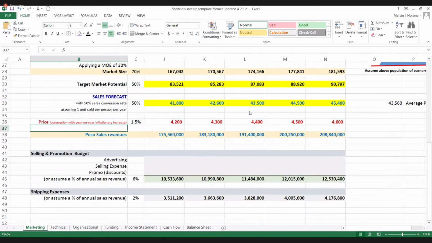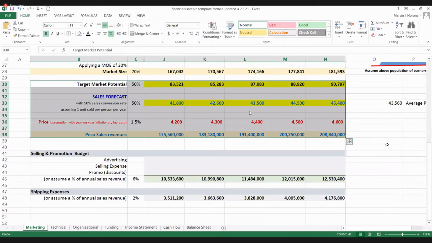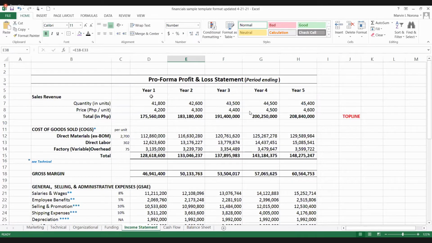na-discuss ko na last time yun, no? Na ang dulo niya will have this. Okay. Yun, in-enclose ko. Okay. Para yan ang makikita sa income statement. Ito yung income statement. Okay.